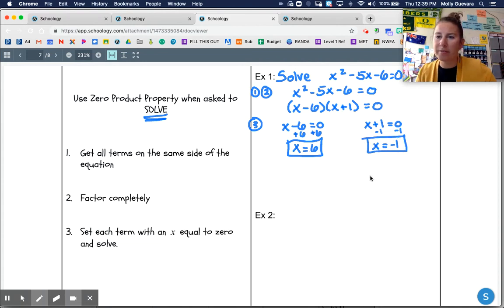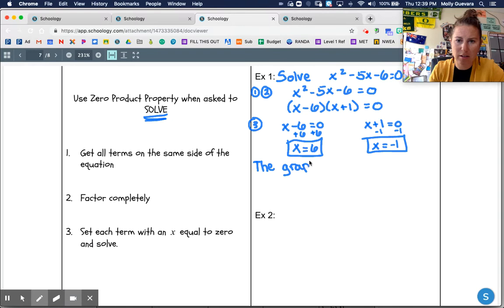Okay, great. We've solved. Woohoo. What does that mean, right? What this tells us is that the graph crosses the x-axis, right? That's the x-intercepts.